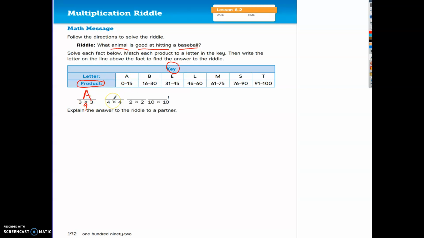What about 4 times 4? Let's go ahead and solve these all. So 4 times 4 is 16. 2 times 2 is 4. 10 times 10 is 100.